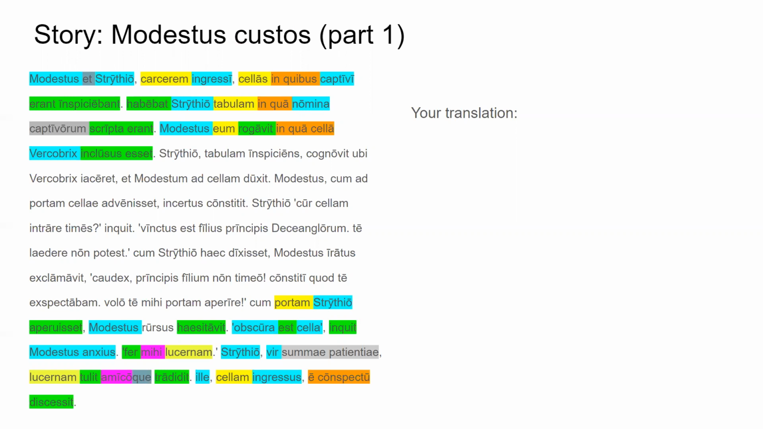So Stritio had a tablet, and then we've got another relative clause, everything from in qua all the way to the erant. You see, he had a tablet in which or upon which the nomina, the names of the captives, and scripta erant. We can look at this quite literally as were, and then scripta is having been written. So we could just say, upon which the names of the captives were written.